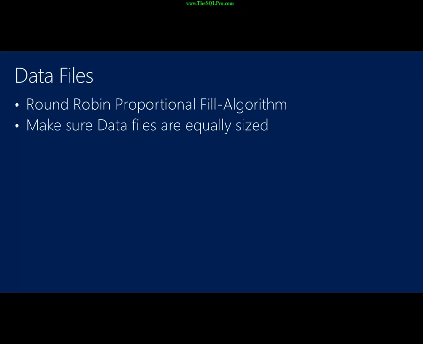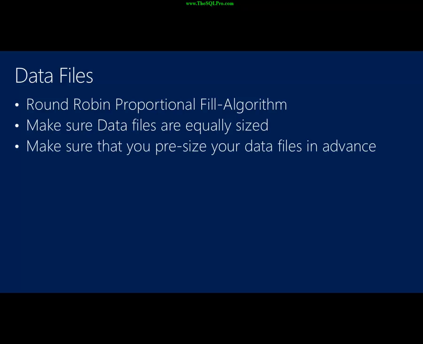So let's talk about data files first. Data files use something called a round-robin proportional fill algorithm, and I will give a little bit more details on the coming slides. So we need to make sure, first of all, that our data files are equally sized. We also need to make sure that we pre-size our data files in advance. Now, we make our data files equally sized so that the round-robin proportional fill algorithm works in a balanced fashion.